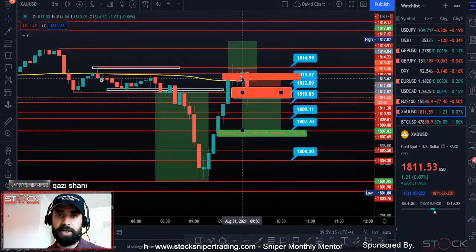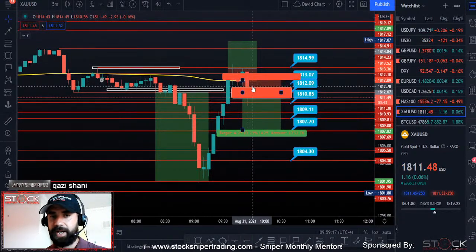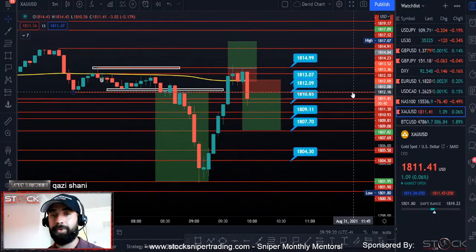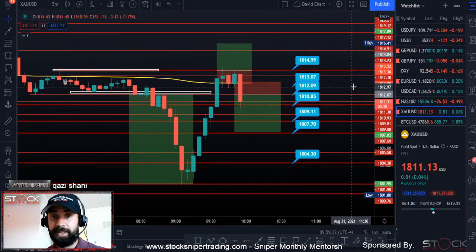Okay, so just wait on this candle entry. It's still that 9:55. I want the 10 a.m. candle. I want to watch what happens here.